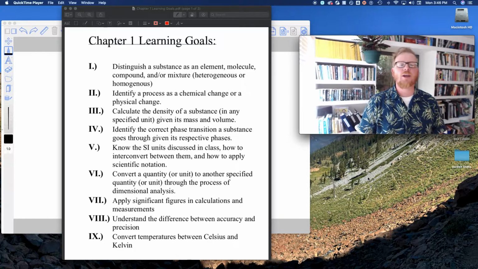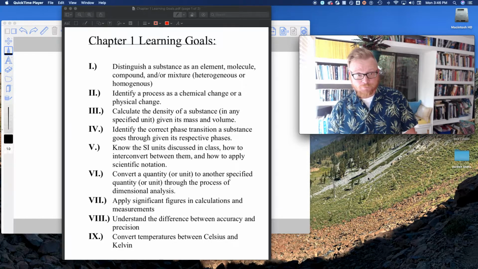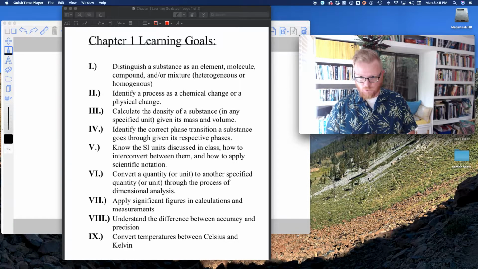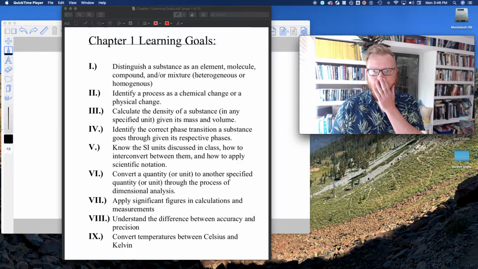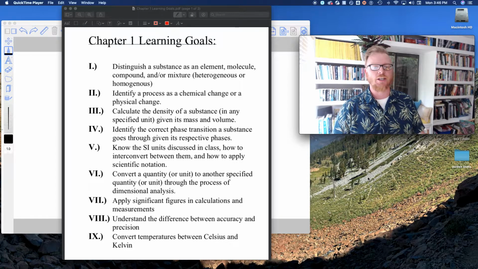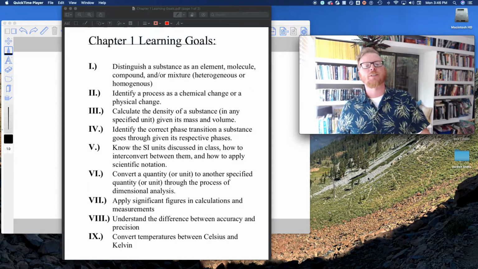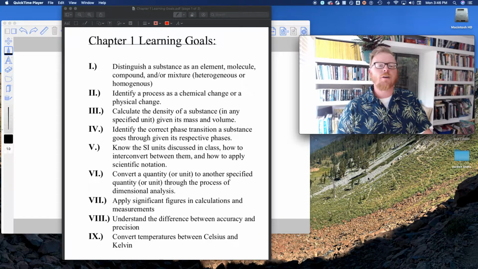Okay, so you can see what I have up here are the learning goals. I didn't talk about these all in my first lecture, but now I'm going to bring this to your attention. This is the list of stuff I want you to know. I got one of these for each chapter. This is your study guide. And occasionally I'm going to go through this and see what we've done and see what we haven't done.